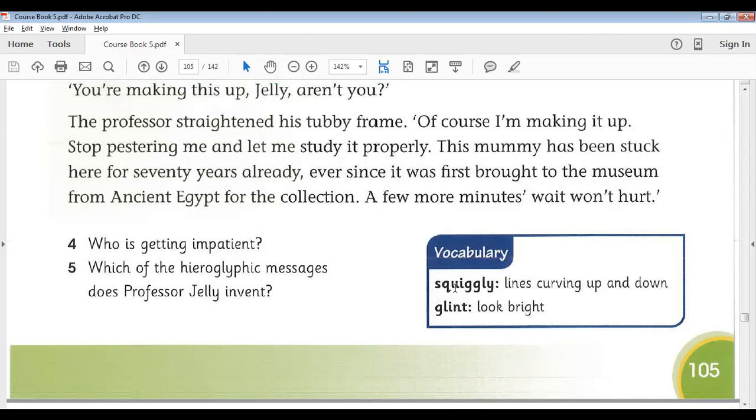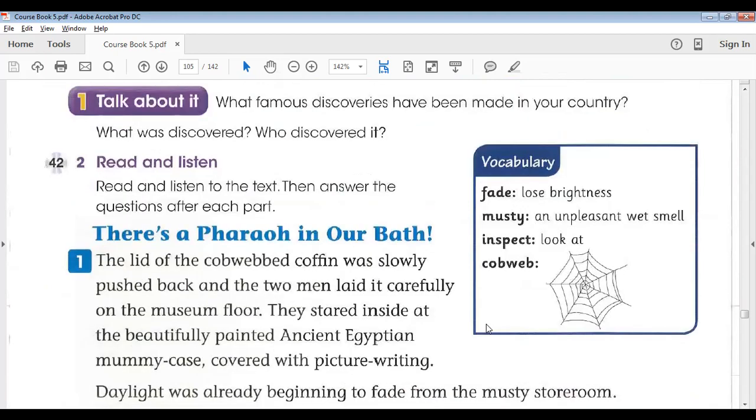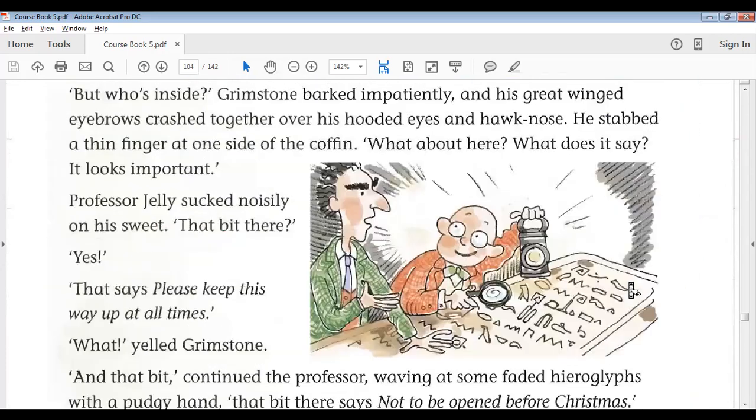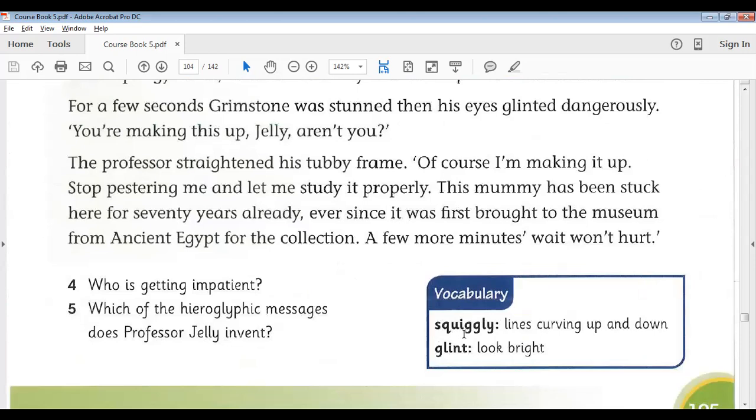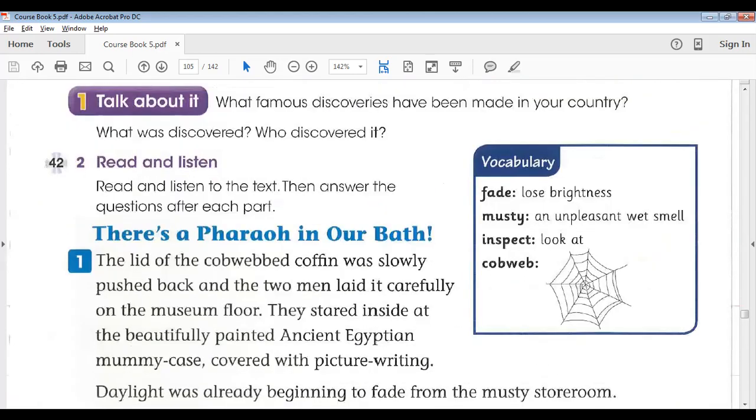During the reading, we also discussed these vocabulary words. I didn't include the vocabulary words separately because we have vocabulary slides in our lesson: fade, lose brightness; musty, an unpleasant wet smell; inspect, look at; and this is a cobweb. In part 2 we have two important vocabulary words: squiggly, lines curving up and down; and glint, look bright. Now I'm going to play track 42 parts 1 and 2 first, and then I will discuss the answers.